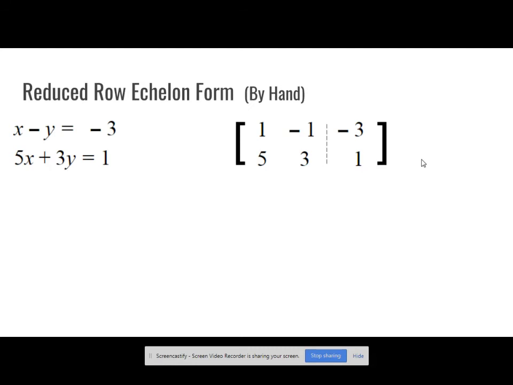What we're going to do is try and get this into what's called reduced row echelon form. I am not going to ask you to repeat that, but it is going to show up in your calculator and it is going to show up on the computer. And so reduced row echelon form is our goal.